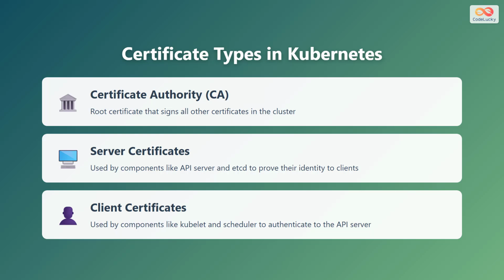Kubernetes uses three main types of certificates for TLS encryption. The first is the Certificate Authority, or CA certificate. This is the root certificate that signs all other certificates in the cluster, establishing a chain of trust. Second, we have server certificates, which are used by components like the API server and etcd to prove their identity to clients. And third are client certificates, used by components like Kubelet and Scheduler to authenticate themselves to the API server. Understanding these certificate types is fundamental to managing cluster security.